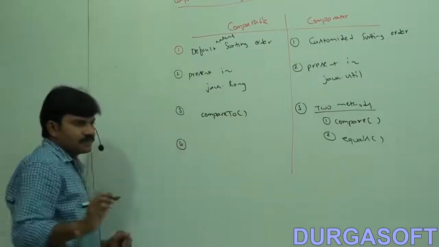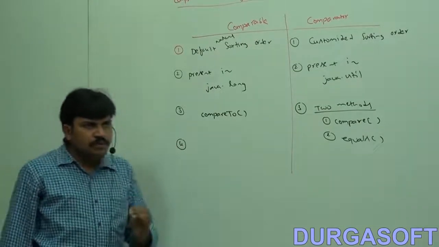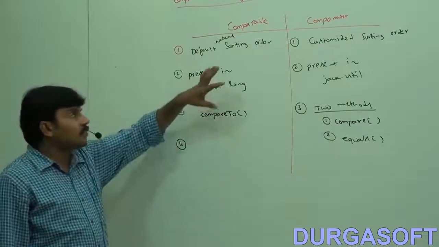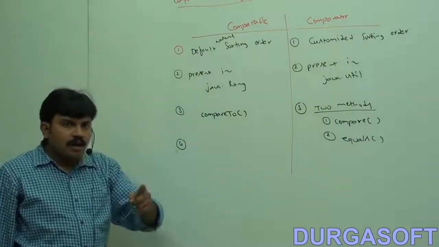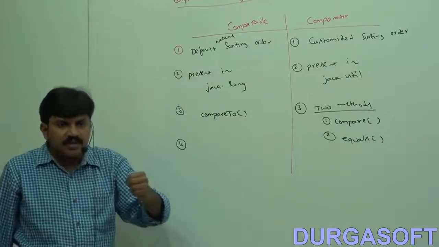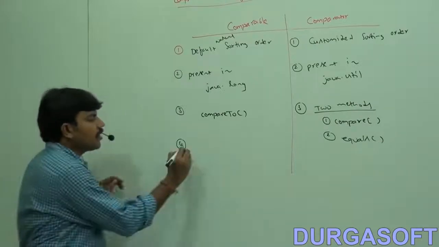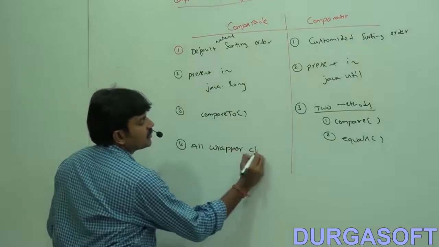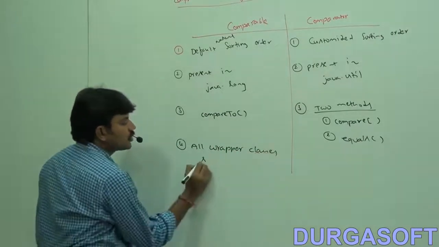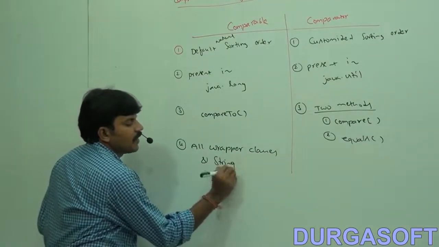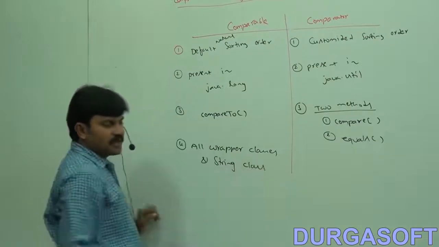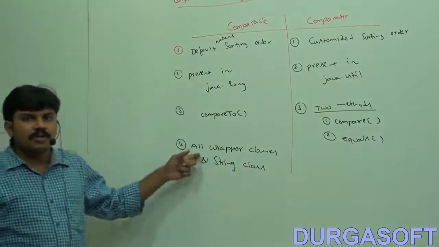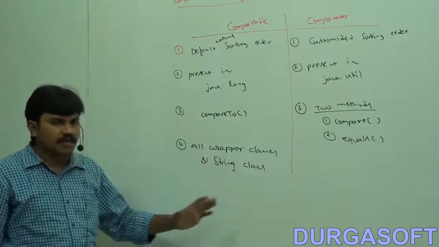Now the fourth one, listen. Which classes already implement Comparable? All wrapper classes and the String class implement Comparable.